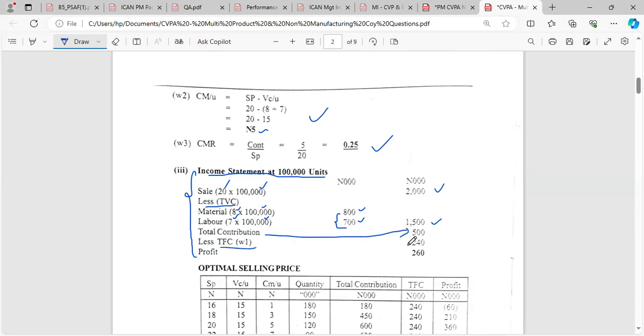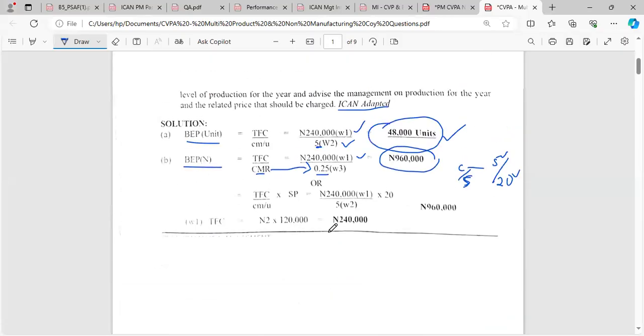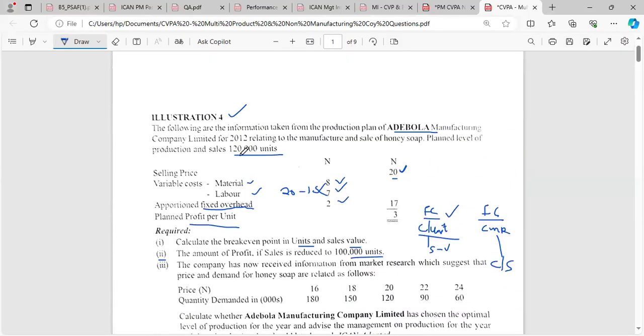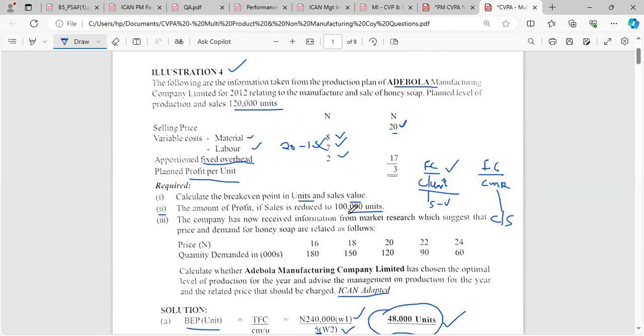All right. Then we have fixed cost. Our fixed cost is 240,000. We have solved that before, where we said 120,000 times 2. Now, the reason why we will not do 2 times the new 100,000 is because fixed cost does not change. So that is where students are going to get it wrong. Some students are going to say 100,000 units times 2 to get their fixed cost. That will be totally wrong.